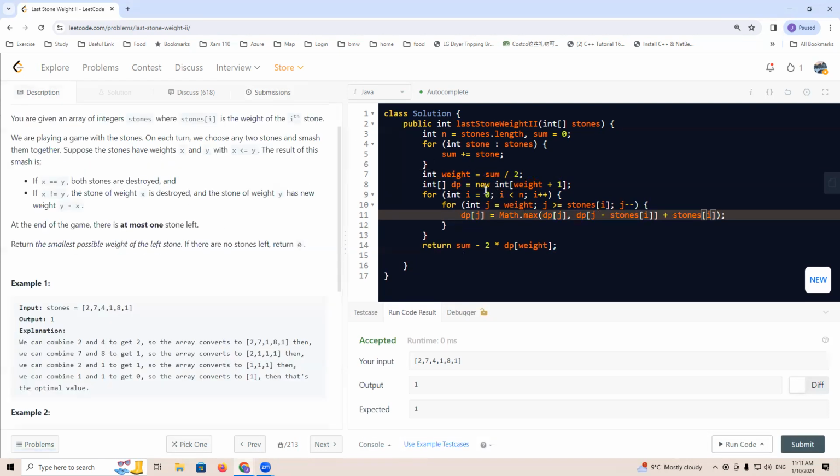The time complexity is n multiplied by weight, and the space is just the array of dp weights, so the space is weight.